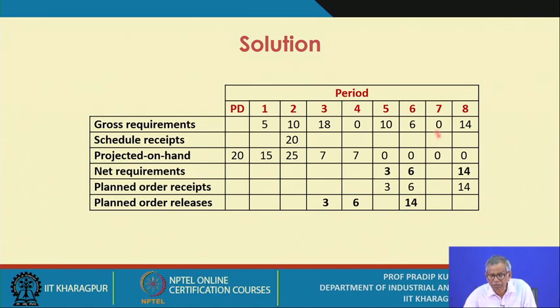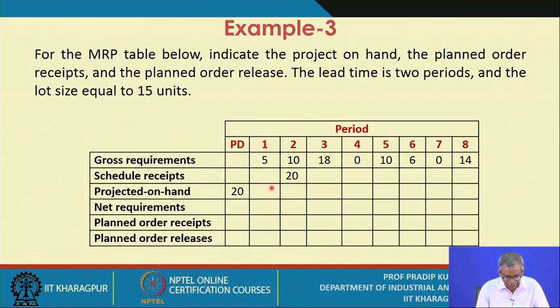Is it okay? Similarly, in the 7th time period you do not have any gross requirements, and your projected on hand is 0, so you continue with 0 stock. When you reach the 8th time period your gross requirement is 14, so you have a net requirement of 14. For this 14, that means the order receipts, you have to make a plan: 2 weeks before, or 2 days before, or 2 time periods before, you place an order of 14 units. So this way you create this table.